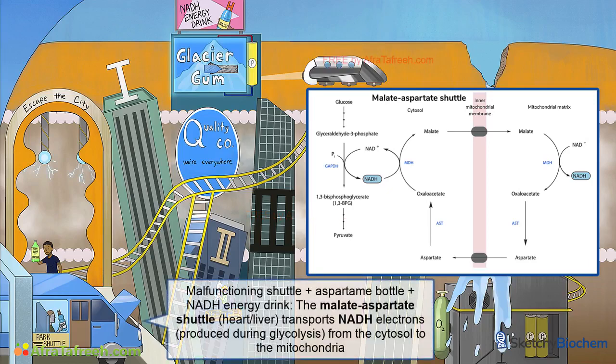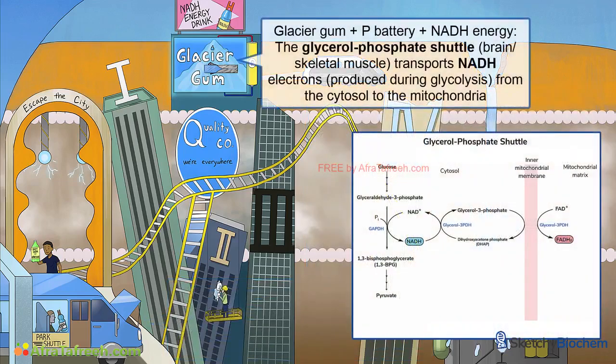The malate aspartate shuttle can be remembered by the malfunctioning park shuttle and rider holding an aspartame drink. Another rider is seen holding an NADH energy drink inside the shuttle because the purpose is to transport NADH electrons into the mitochondria. Let's turn your attention to the battery-powered glacier gum and NADH energy billboard.